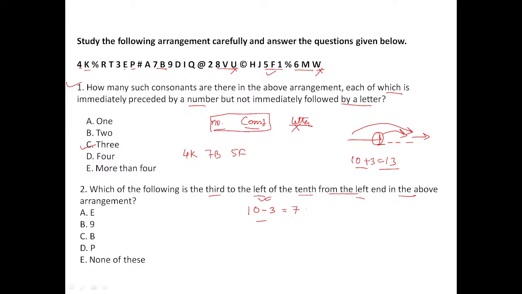Okay, so here third to the left of the 10th from the left hand. So the 10th from the left hand obviously has something there, and you have to move third to the left, meaning actually you have to take the 7th from the left. So let's see, 1, 2, 3, 4, 5, 6, 7. So E is in the 7th place from the left end. So option A here is the answer, right?